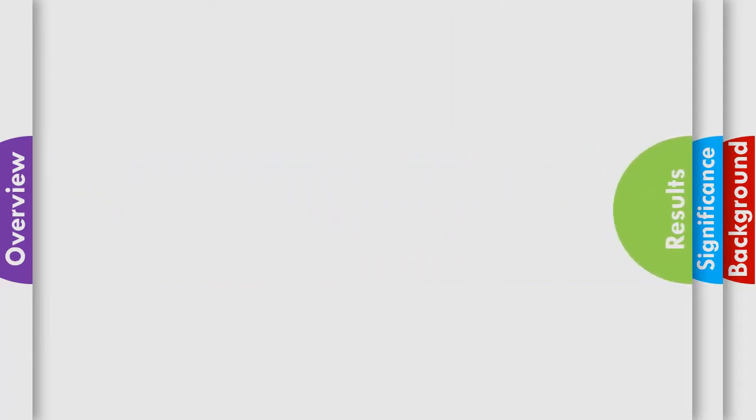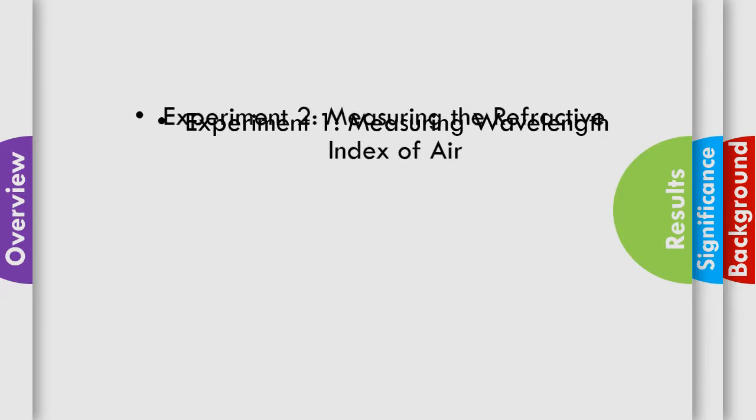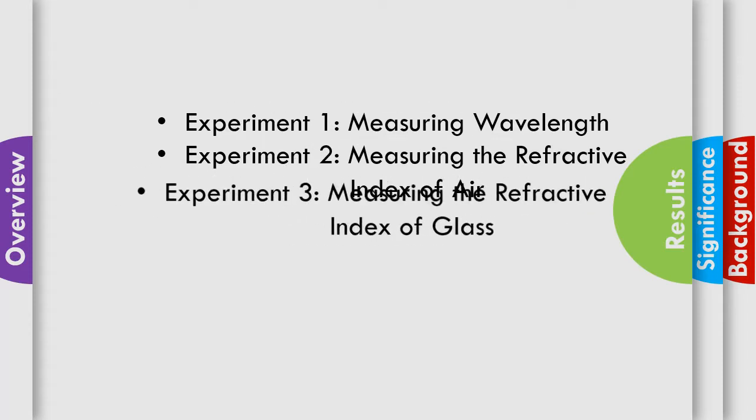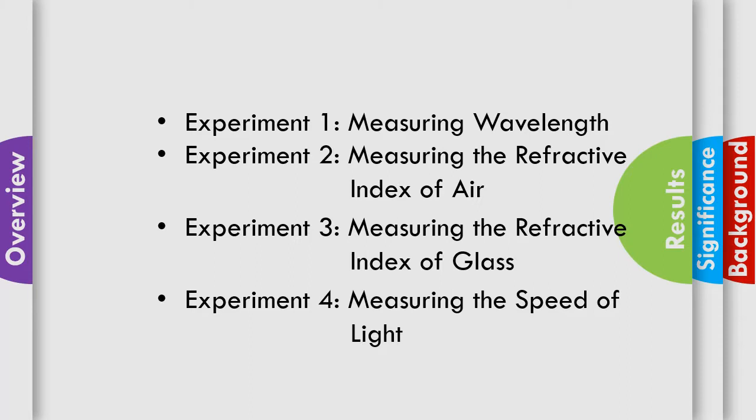Now we've discussed some of the background and significance of interferometry, we can go through the 4 experiments conducted in the laboratory. The aims of these 4 experiments were as follows: to measure the wavelength of light emitted by a helium neon laser, to measure the refractive index of air, to measure the refractive index of glass, and to determine the speed of light in air or a vacuum.